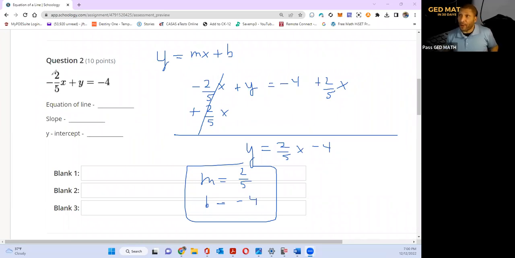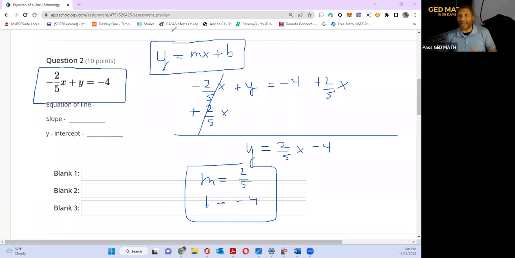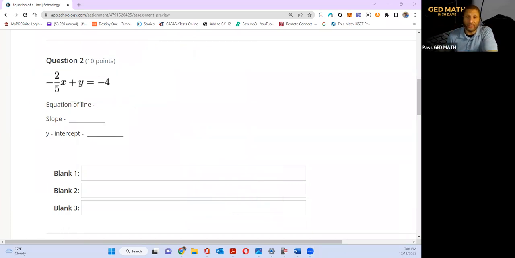Because this is a problem that they had. This is an actual problem that came off an old GED exam. And people said the slope was -2/5. What you have to understand is slope-intercept form has to look like that: y equal, then something else. If it doesn't look like that, you got to change it so it looks like that for slope-intercept form.